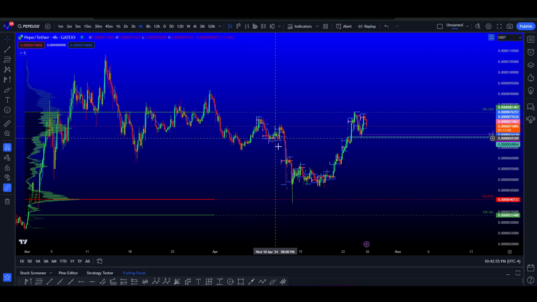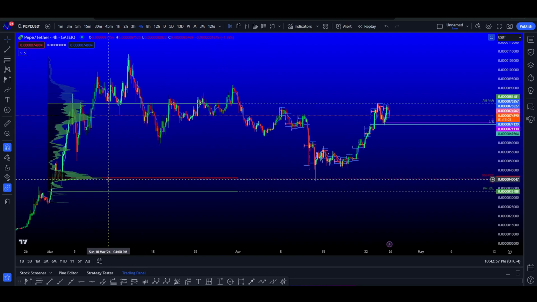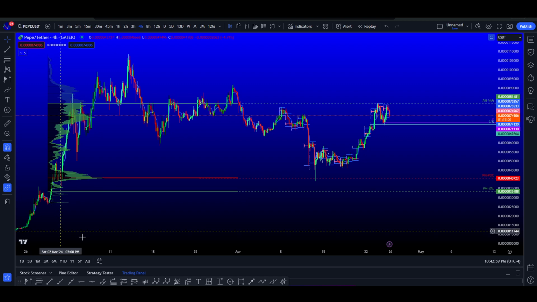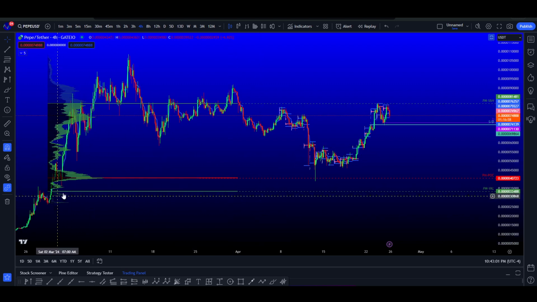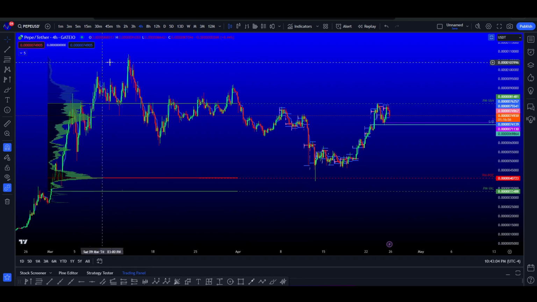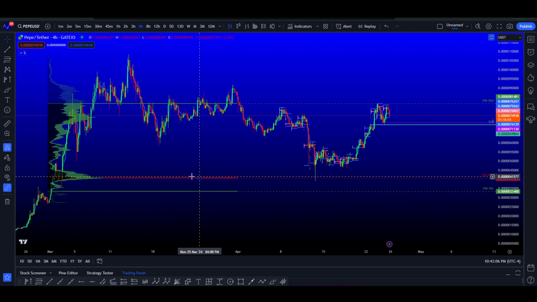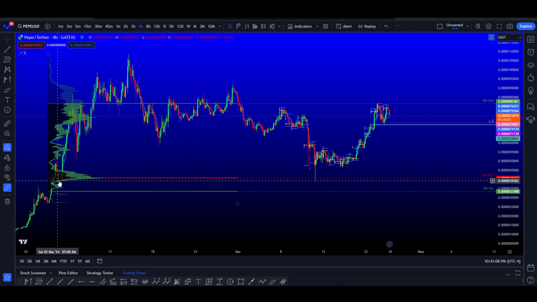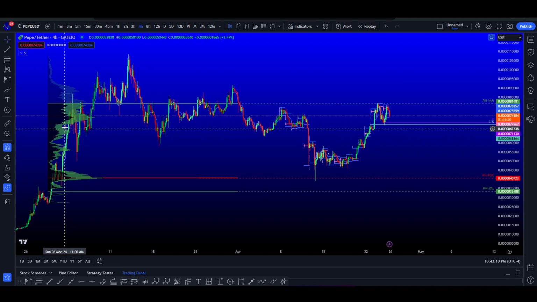we had a massive sell-off with Pepe, right? And remember, this monthly profile is drawn from March, just the month of March. This is exactly where the highest volume has been traded, right here in the month of March, just this little area right here, before we got this massive impulse higher, then we started to build some volume up here too as well.